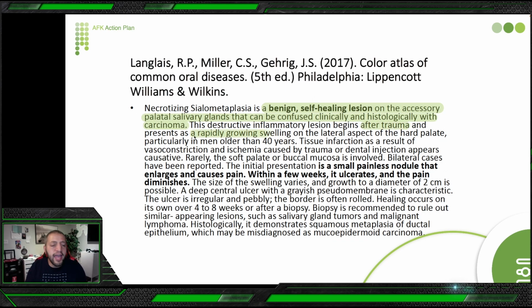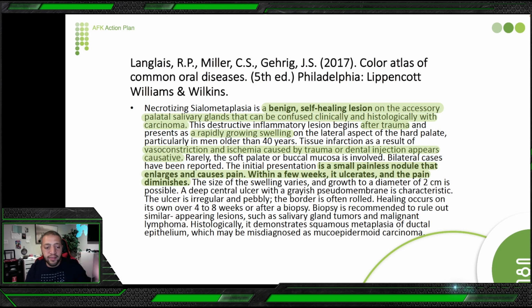After trauma, it presents as a rapidly growing swelling on the lateral aspect of the hard palate, leading to infarction, meaning the saliva is trapped inside the salivary gland as a result of vasoconstriction and ischemia caused by trauma or a dental injection, which appear causative. Then what's happening for your patient? It will start as a small painless nodule that enlarges and causes pain. Within a few weeks, it ulcerates and the pain diminishes. So it will be a painful swelling, then a painless ulcer.